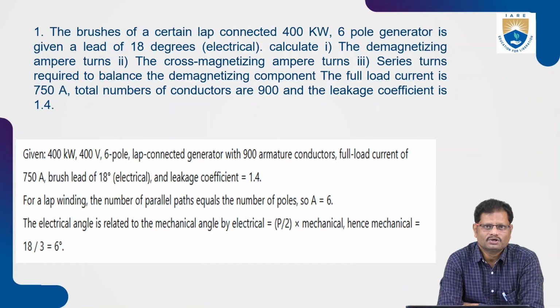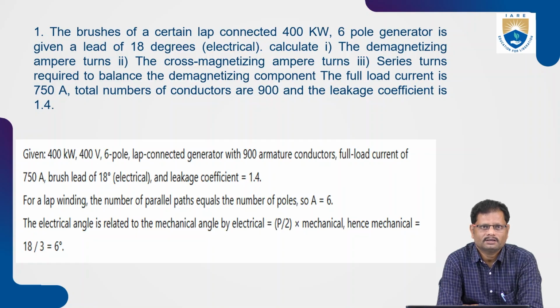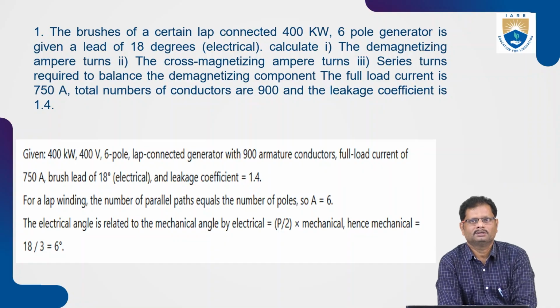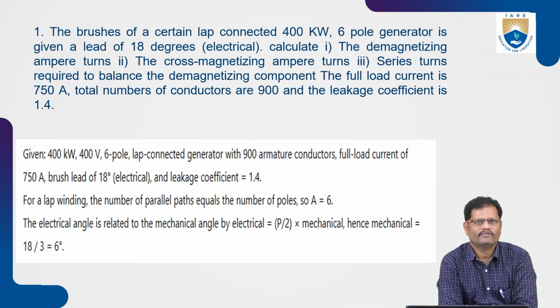First one, the brushes of a certain lap connected 400 kilowatt 6 pole generator is given a lead of 18 degrees electrical. Need to calculate first one, the demagnetizing ampere turns. Second one, the cross magnetizing ampere turns. Third one, series turns required to balance the demagnetizing component. The full load current is 750 amps. The total number of conductors are 900 and the leakage coefficient is 1.4.